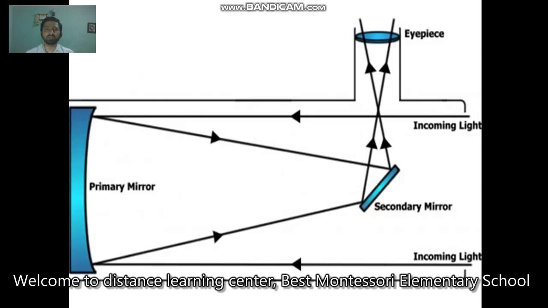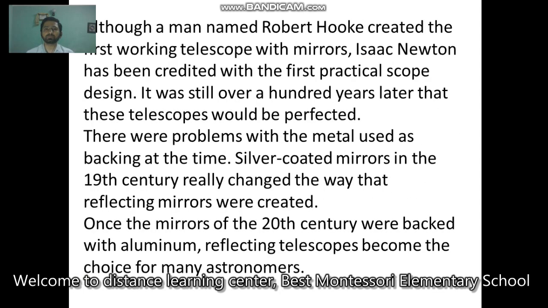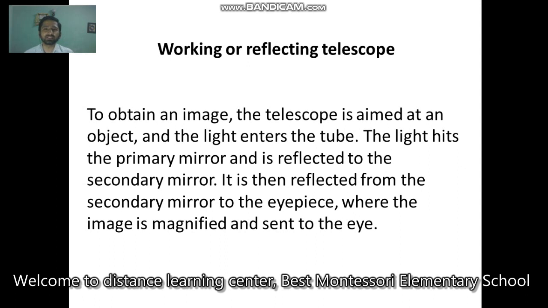Why Newtonian? Because he was the one who was given the credit for the development of the reflecting telescope, though the one who created it first was Robert Hooke. And there were problems in lenses. That's why reflecting telescopes were widely used after the 20th century.